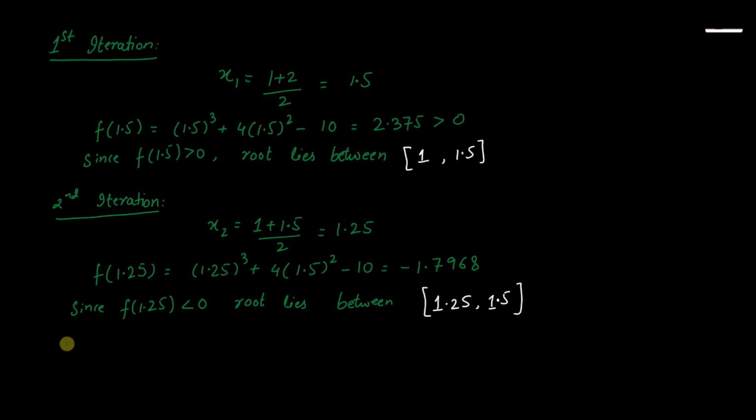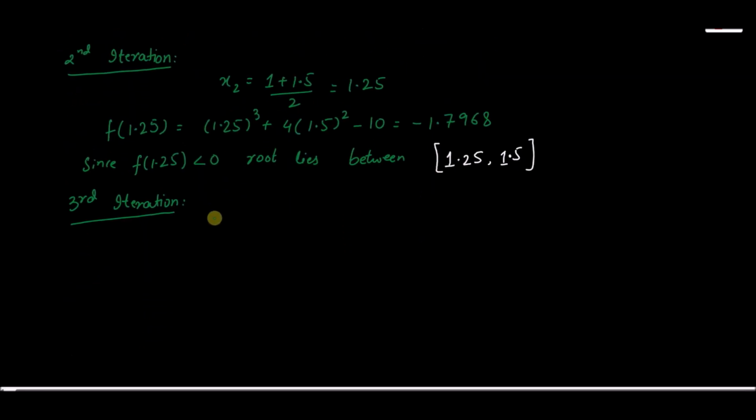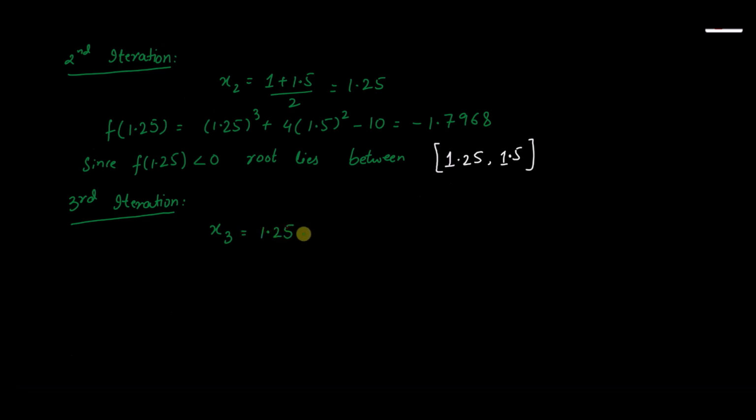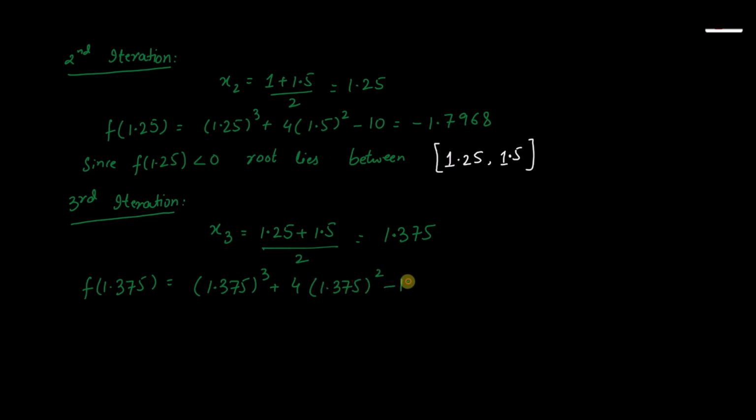Now we go for the third iteration. We need to find x3, which is equal to (1.25 plus 1.5) divided by 2. So the answer is 1.375, and we put it in the function in order to examine the sign. We substitute into the function: 1.375 cubed plus 4 times 1.375 squared minus 10, which is equal to 0.1621.